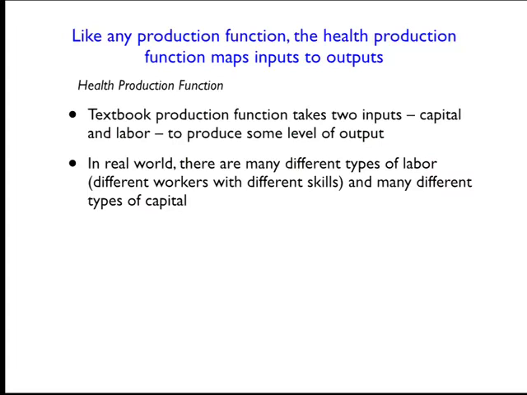In the real world, there are many different types of labor, different types of workers with different types of skill that you can hire, and many different types of capital. And so the real-world production function, even just for a firm, which is a single entity that might be producing only one product or at least one type of product, even in that case, the real production function has many more inputs than we represent in these very simplified models that we do.